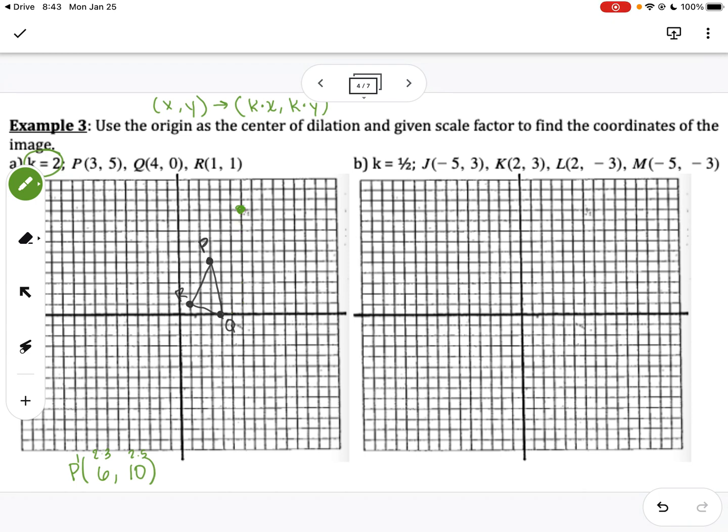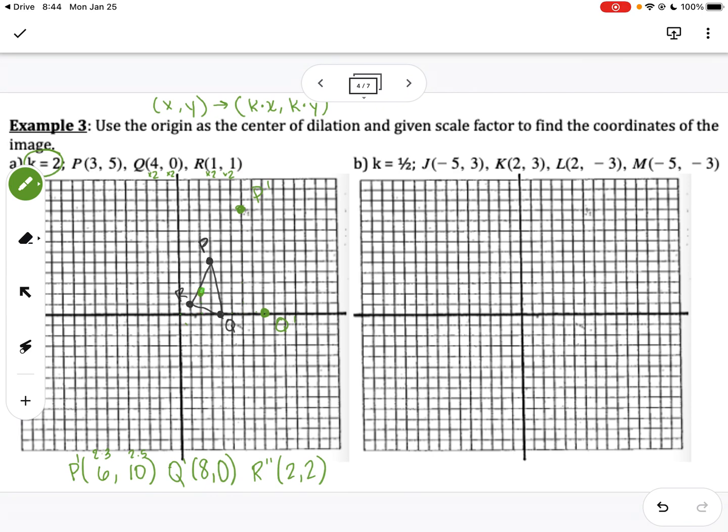So I just count that out and plot P prime. Point Q, the image of Q, I'm going to multiply both parts of that ordered pair by 2. So times 2, times 2. 4 times 2 is 8. And 0 times 2 is 0. So the new point Q is going to be at 8, 0. So this will be the image of Q, Q prime. And then for R, I'm going to multiply both of those by the scale factor of 2. And so the image of R will be at 2, 2. So I'm going to plot that.